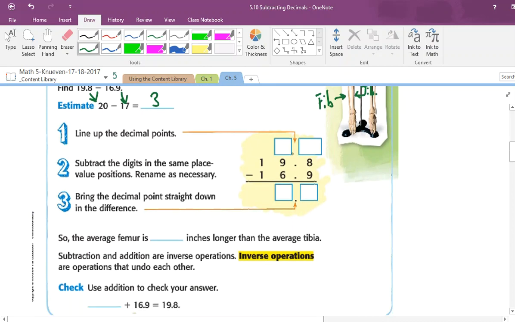So first off, we line up our decimal points. That keeps all of our place values aligned. And then I need to look at this. Can I take 9 from 8? Well, I can't. So I need to borrow. And we call it borrowing or regrouping.